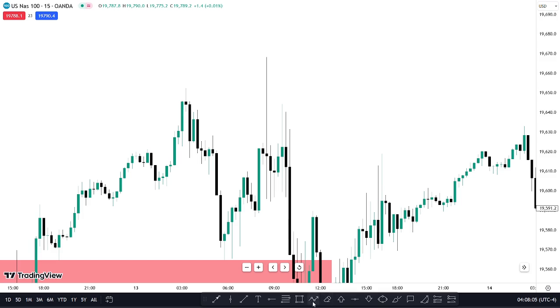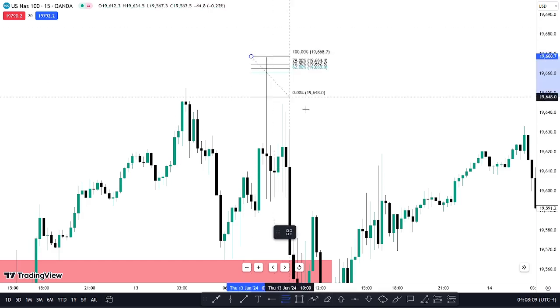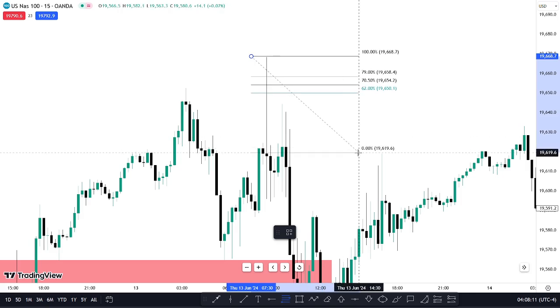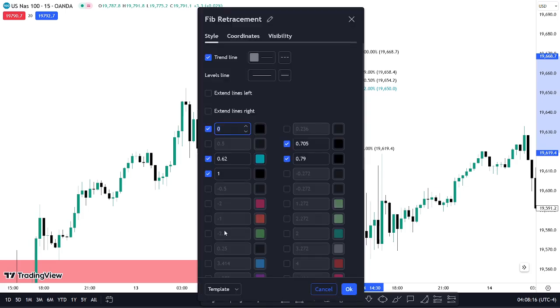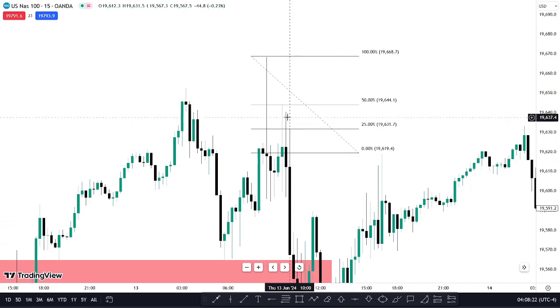If you may ask me why, looking at this week, remember I mentioned the weeks. We look at this week and we want the consequent encroachment of this week. We treat weeks as fair value gaps as well. These are imbalances. You can see right here, the 50% consequent encroachment was the reason for the fall right here.